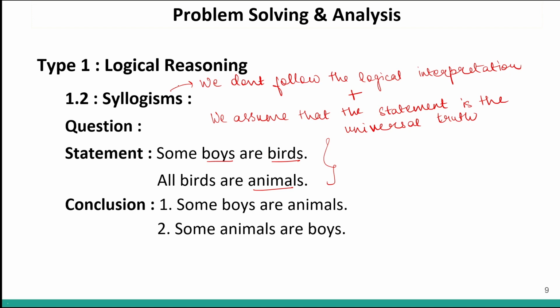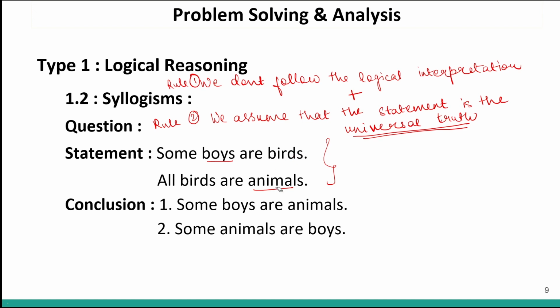But in syllogisms, first rule number 1. So I can write it like this. Rule 1. We do not follow the logical interpretation. We do not treat this as logically true. There can be logical flaws, like in this question. Rule number 2. Rule number 2 means this, whatever is written in the statement, is considered the universal truth. So we will consider this to be true whether it follows logically in real life or not. So these are the two rules that you should remember while solving questions for syllogisms.